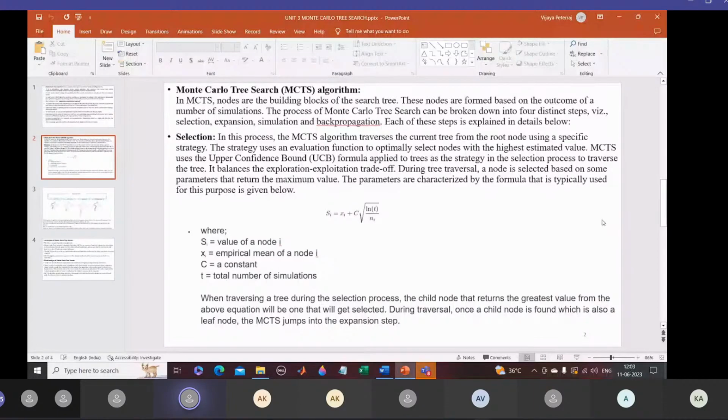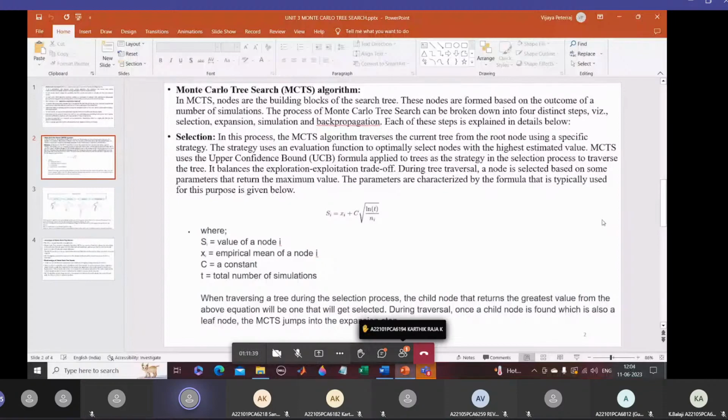When traversing during the selection process, the child node that returns the greatest value using this equation will be selected. Once a child is found that is also a leaf node, it jumps into the expansion step. Once we have reached the leaf node, we go for the expansion now.